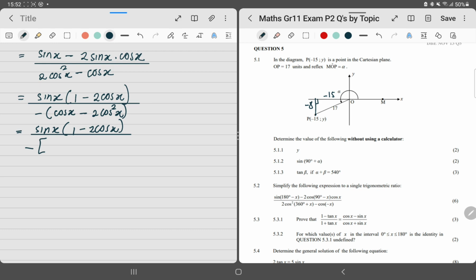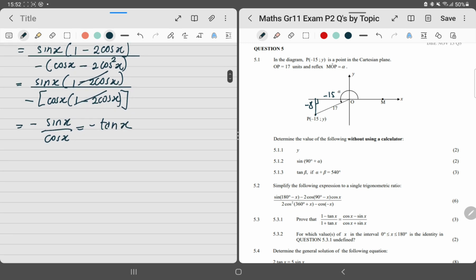Then I'm going to fix what's inside. So I'm going to take out a factor of cos of x. So this is 1 minus 2 cos x. So now these two, they are the same. So I am left with negative sine of x over cos of x. So this is minus tan of x.